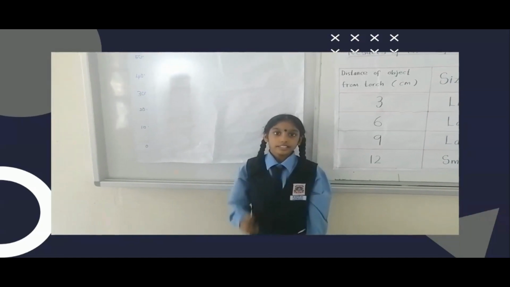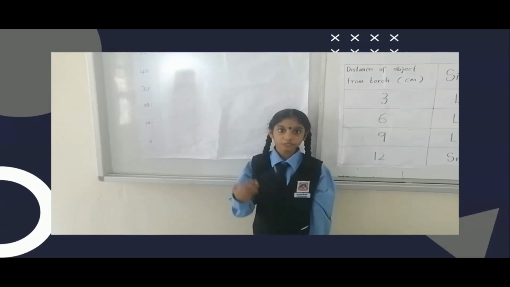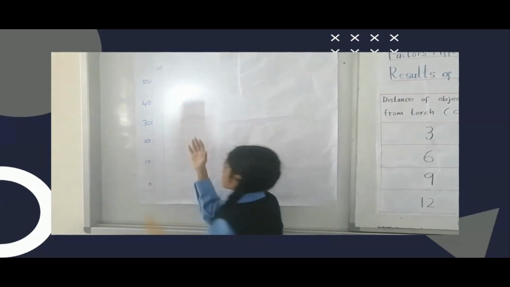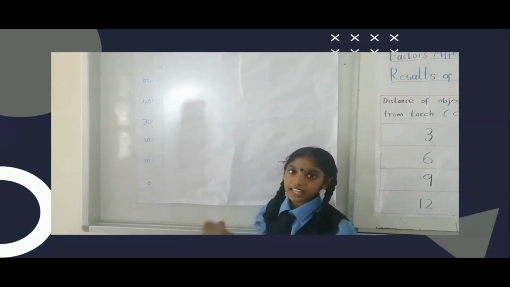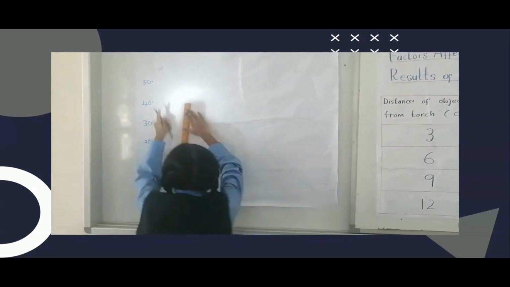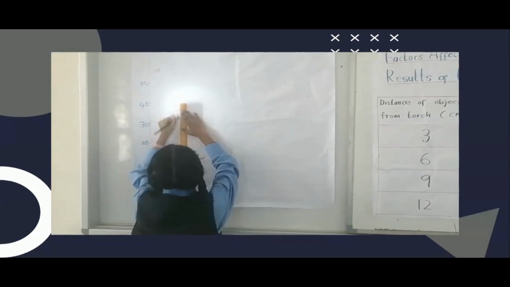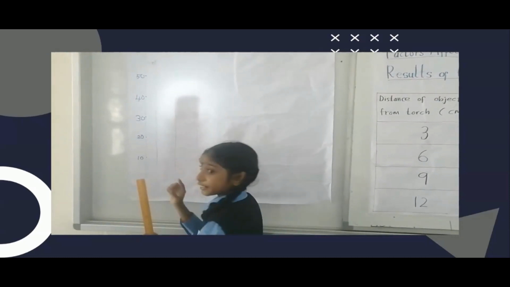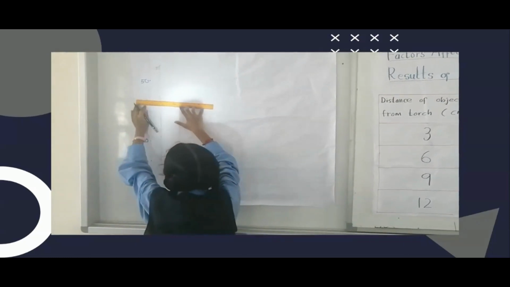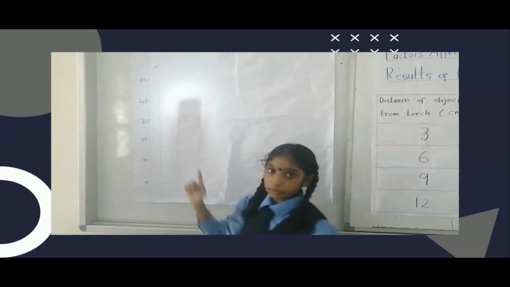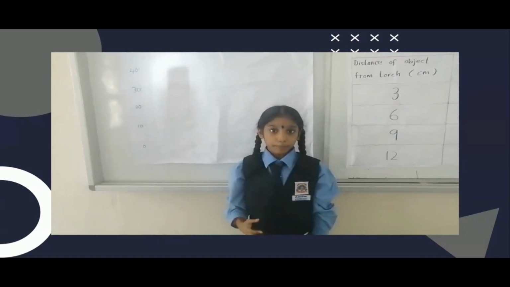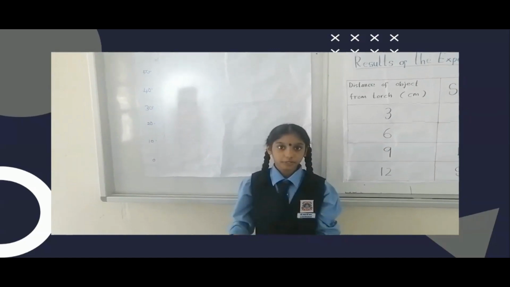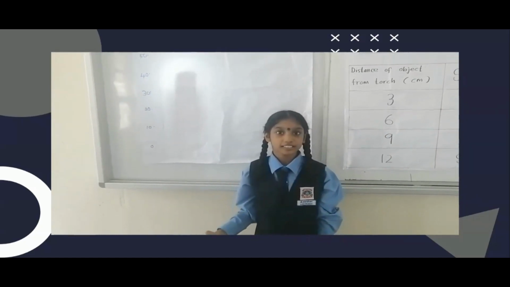To start, now I measure the size of shadow. Oh, wow, it's quite big. Let's sketch. The height of shadow is 40 centimeter. Next is repeat steps 2, 3 and 4 by changing the distance between the torch and the object.